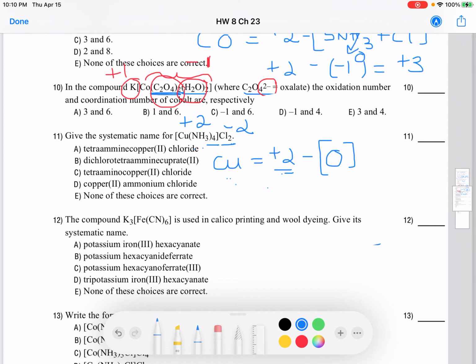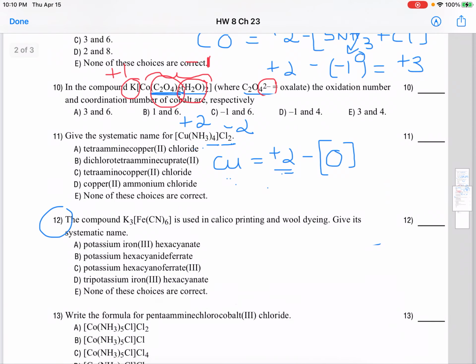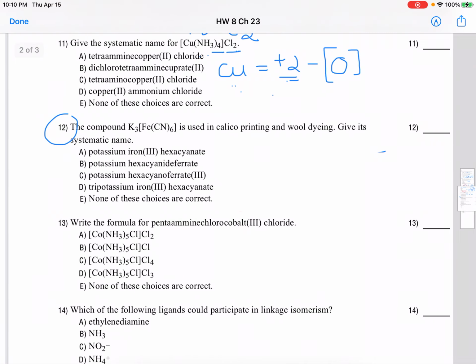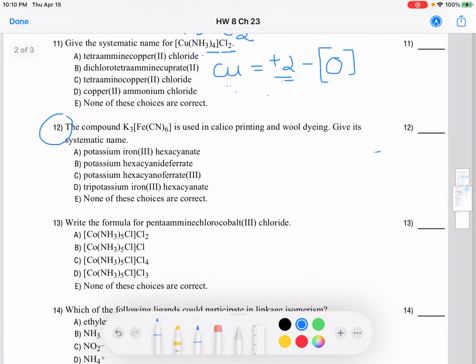The next one has a simple cation and a complex anion: potassium and the complex. We want to find the systematic name. Since it's a simple cation, we just read the cation as potassium. Let's see how to figure out the complex. Potassium's charge is +1, and there are 3 of them, so the positive is +3. So the whole complex charge is going to be -3.